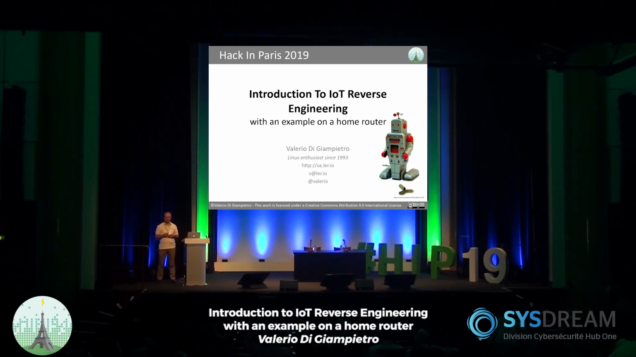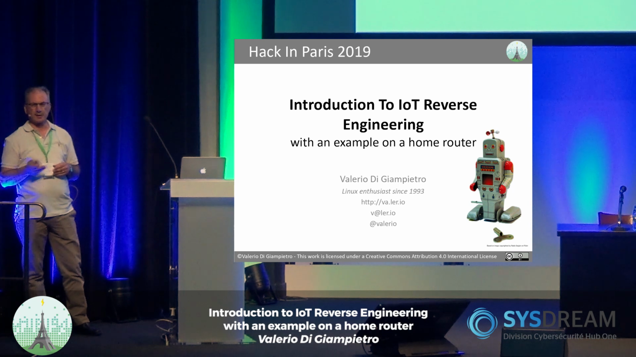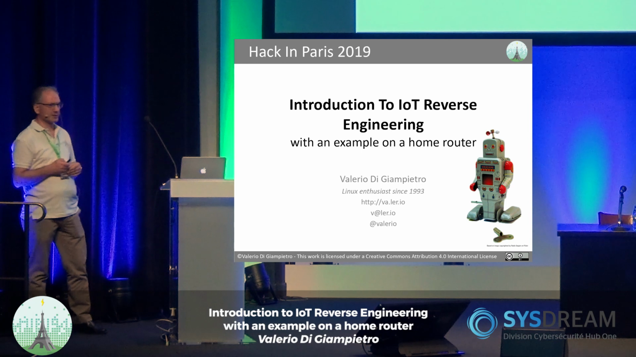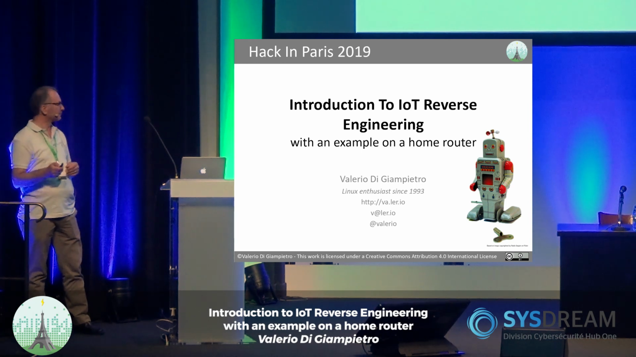My name is Valerio di Giampietro. I am Italian. I have been passionate about electronics and technology since I was a child. For this reason, I studied electronic engineering at university and started working as a digital hardware designer, but soon I moved to a Unix system administration position and later to an IT infrastructure manager position, managing servers, both in the cloud and on-premise, managing storage, networking, databases, and so on. I am also a Linux enthusiast since 1993.